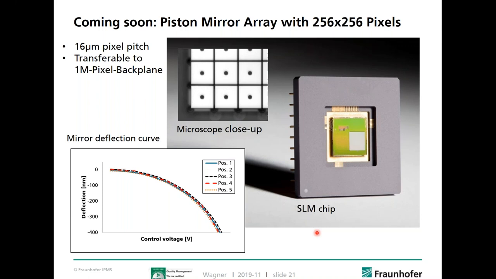What we did here is take the 256 by 256 backplane and put piston type mirrors on top. That's the already mentioned modularity that we always try to follow as much as possible. These are the first results. What you see here is an analog deflection curve in the range of 400 nanometer deflection, which means that the phase modulation, since this is mechanical deflection, is twice that value. This is not the upper limit, just an intermediate status. It depends on the application and the wavelengths whether you need higher deflections for a proper phase modulation.